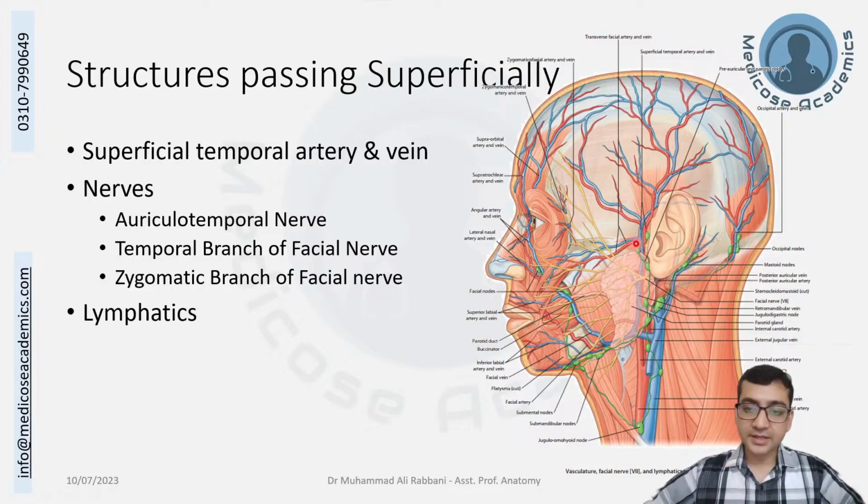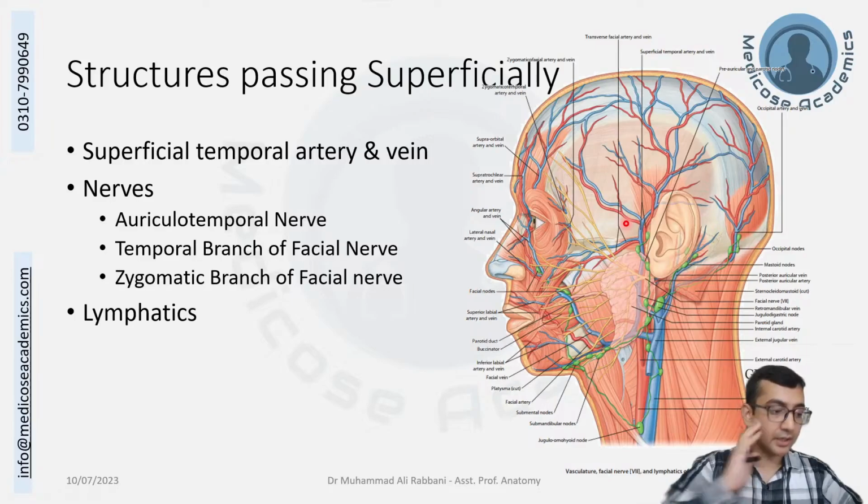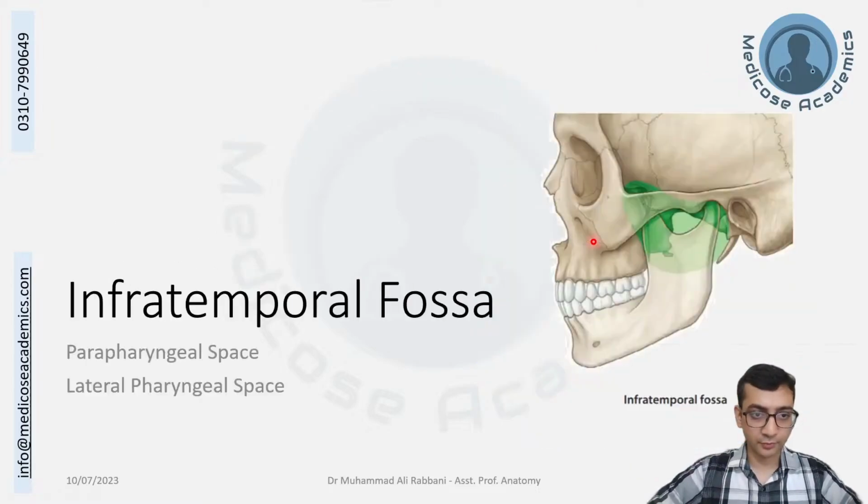So these are the structures that are crossing the zygomatic arch, and these are the structures that are adhered to the fascia superficially, and these are the structures that will get damaged when there is a fracture right here or a surgery right here of the zygomatic arch. So these are the structures that are passing superficial to the temporal fossa. That brings us to the end of the temporal fossa.